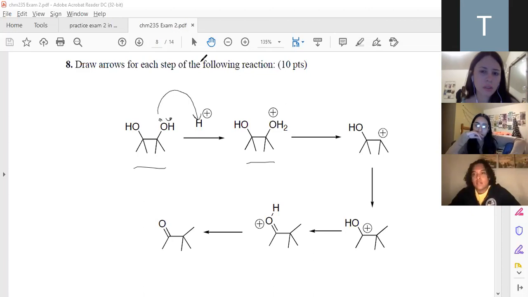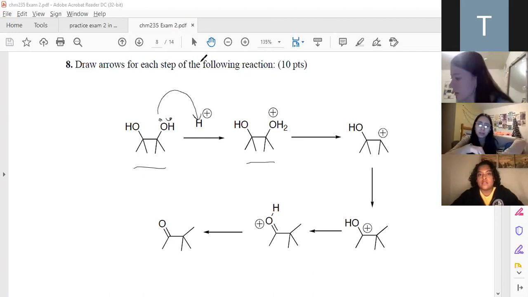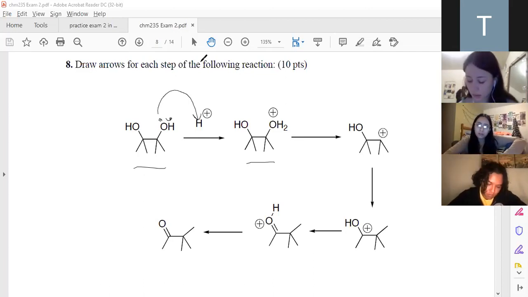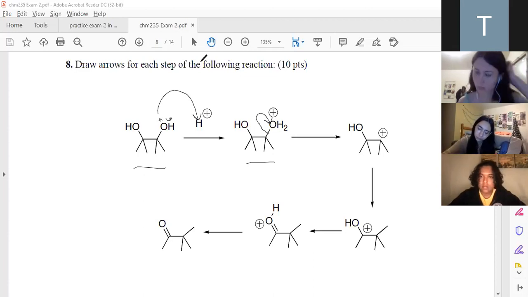Yep. So are we breaking a bond or are we forming a bond? Breaking. Yep. And so you just figure out what bond you're going to break, and you start on the bond and you go to the atom, like that. Because you find the bond that's no longer there, and that's going to go onto the atom itself. Does that make sense? Yes.